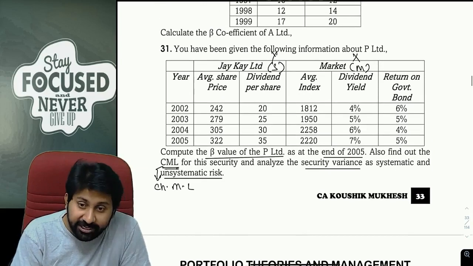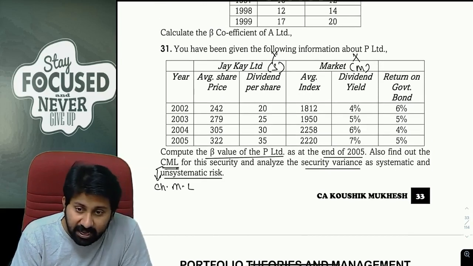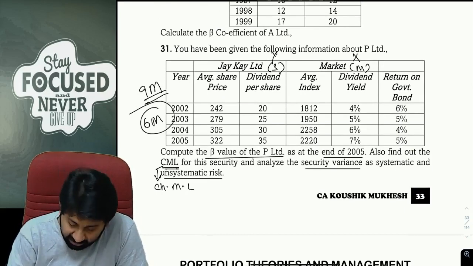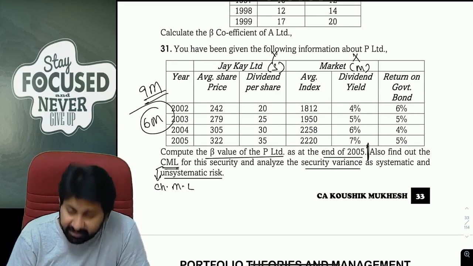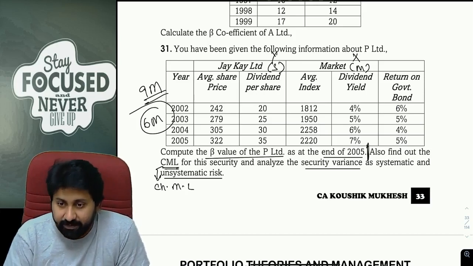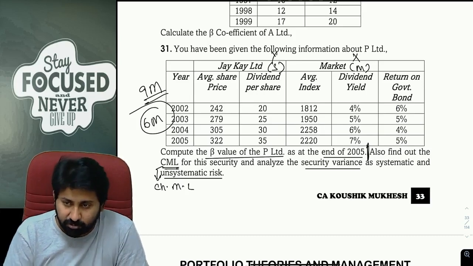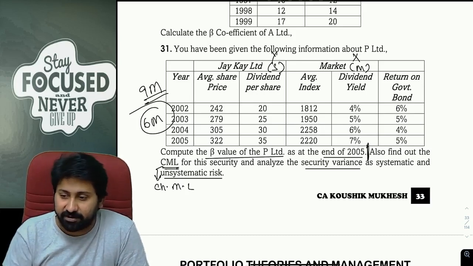Initially, when this question was asked, it was for 9 marks in the exam. In the latest exam, the same question was asked for 6 marks because they asked only up to here. The remaining part they didn't ask. The analysis of the security variance adds another 3-4 marks. So the two parts together make 9 marks.